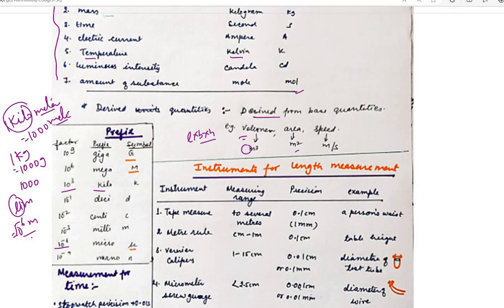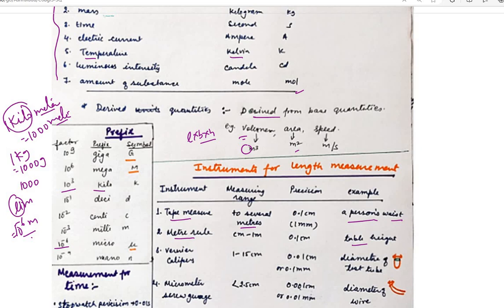What are the instruments we use for length measurement? These are the instruments which we use depending on what we need. If I'm measuring a person's waist, I will use the tape measure because it can fit an irregular object. It will give you precision to 0.1 centimeter, and it can give you readings to several meters. If I'm measuring the table height, I can use the meter rule, which will give you precision to 0.1.